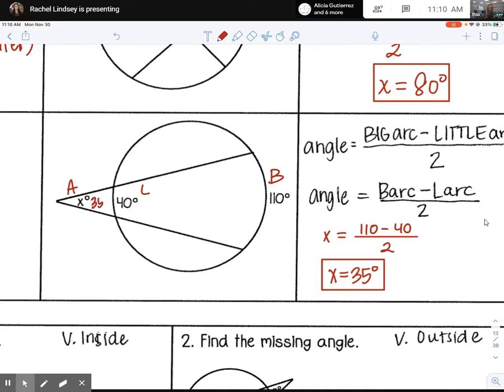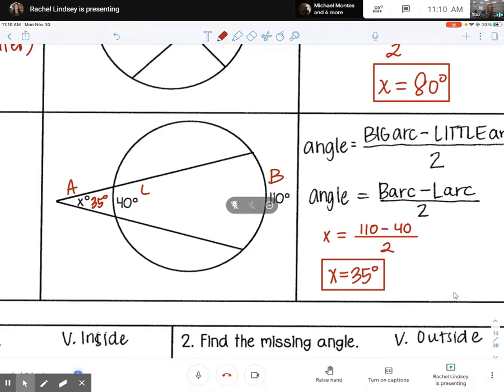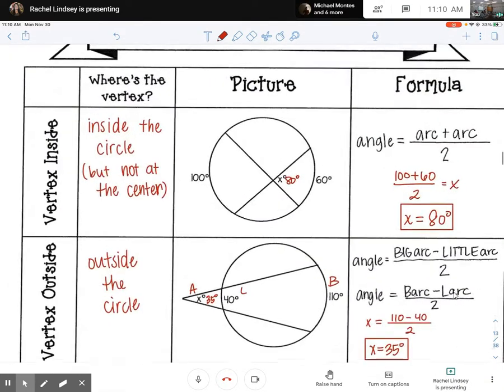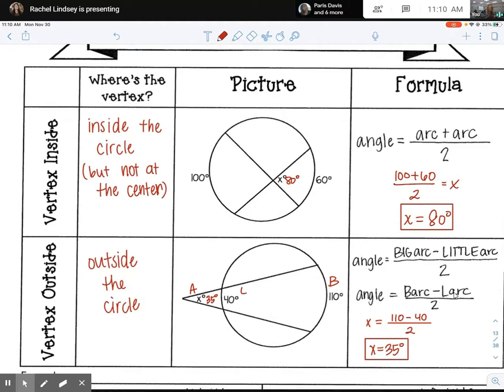So that is how we solve for a vertex inside and vertex outside. There's a lot of different types of angles with this unit. That's why a lot of people struggle with it, because there's so many different types of angles and so many different types of formulas. So you have to know the difference between a vertex inside, vertex outside, central, and inscribed. And we're probably going to practice those tomorrow, just trying to see which one's which.